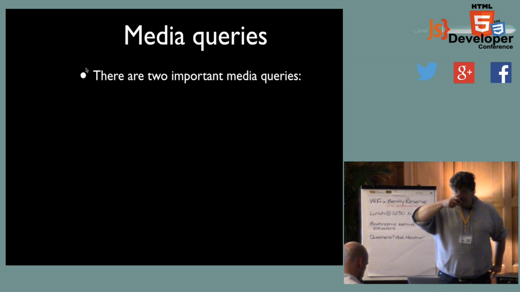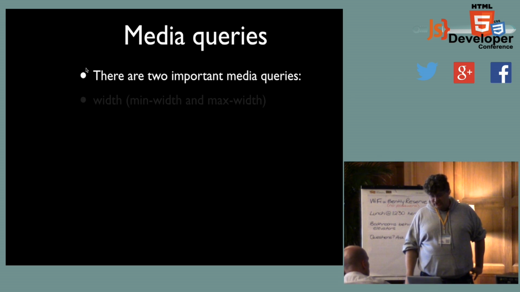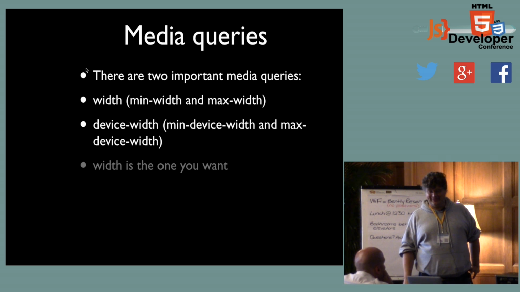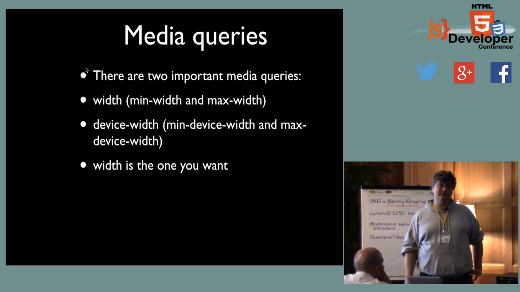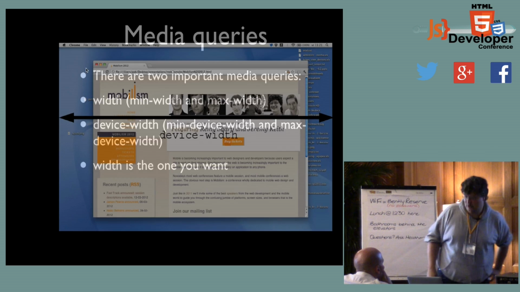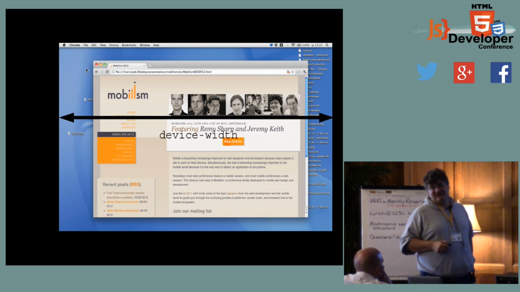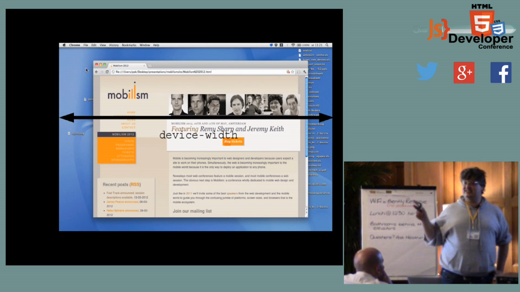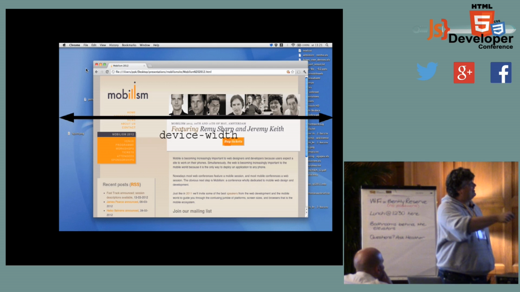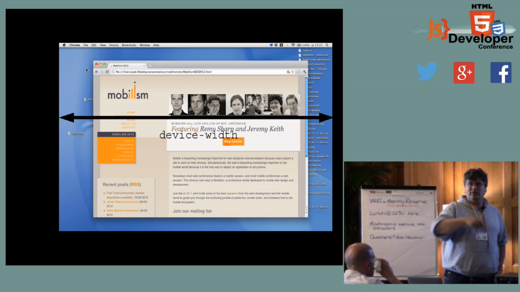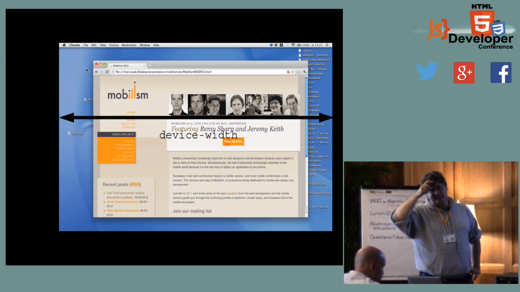There are two important media queries for width, and those are width and device width. And width is the correct one. If you use device width in your media queries, I'm terribly sorry to inform you, you are doing it wrong. And I will explain why right now. Because device width tells you how wide the device is. Now on desktop that does not make any sense at all. I am not interested in the width of my screen, I'm interested in the width of my browser window, right? That's what I want to know in order to create a proper responsive design.